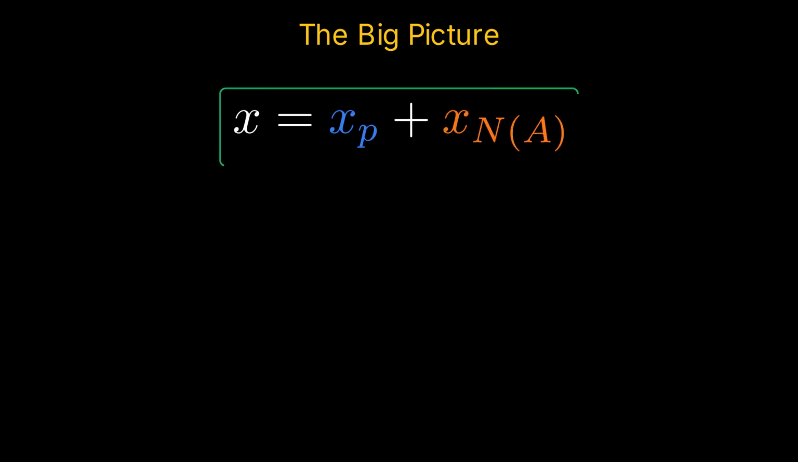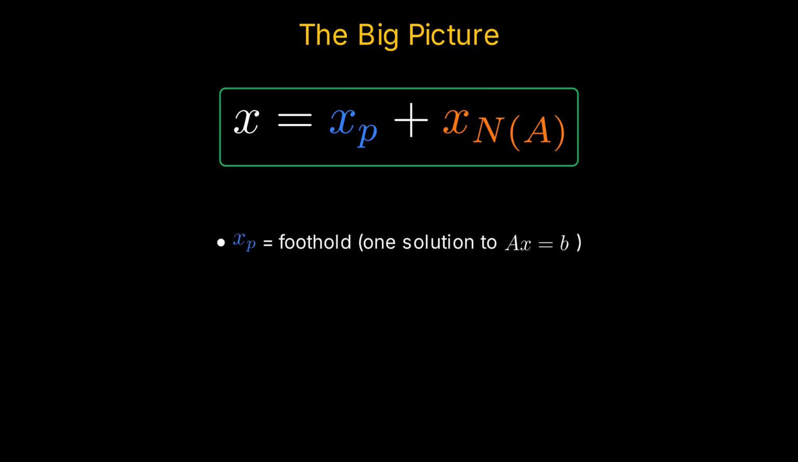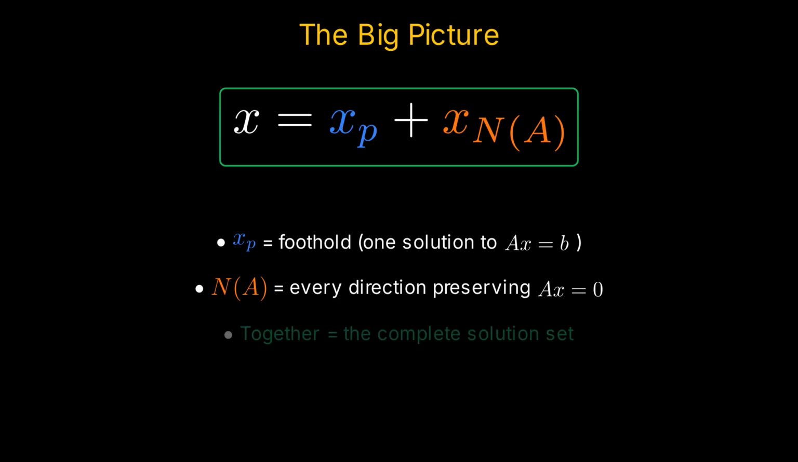Here is the big picture captured in one formula: x equals x particular plus x null space of A. Right? One particular answer gives you a foothold. It is any single solution to Ax = b. The null space gives you every direction you can move without changing Ax. In other words, every vector in the null space of A satisfies Ax = 0. Together, x particular plus the null space of A captures every solution in a single elegant formula.